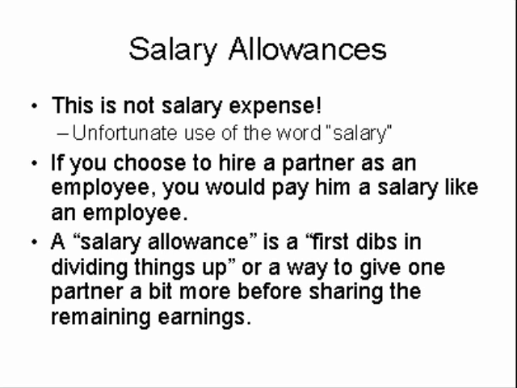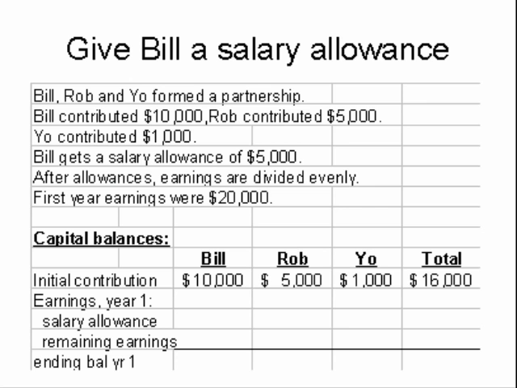Salary allowances are a little different. Salary allowances are not salary expense. They're not employees. A salary allowance is a first dibs when dividing things up. So you first set aside this much and then you spread the remaining to the partners. Here's an example.